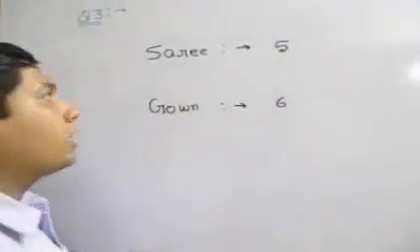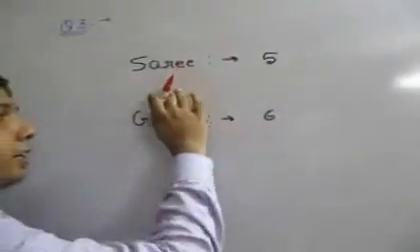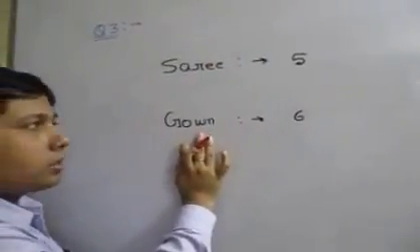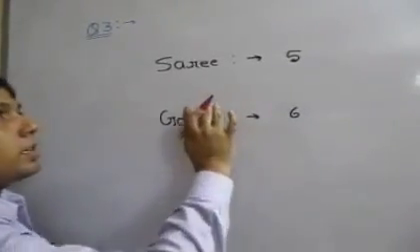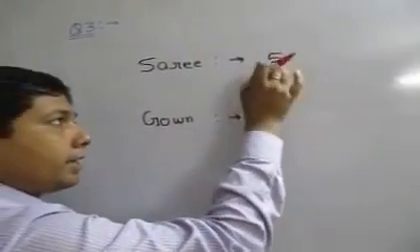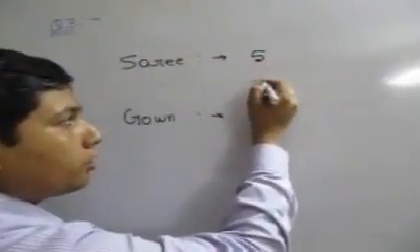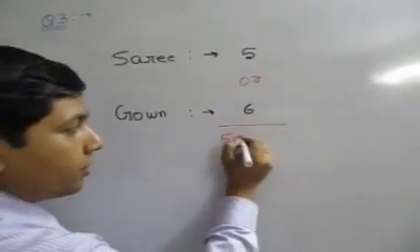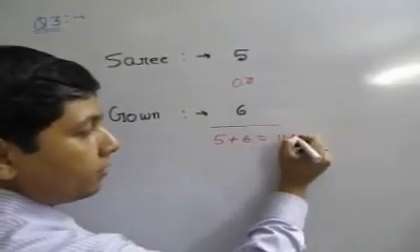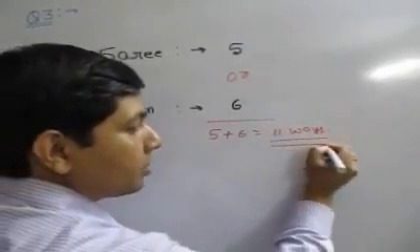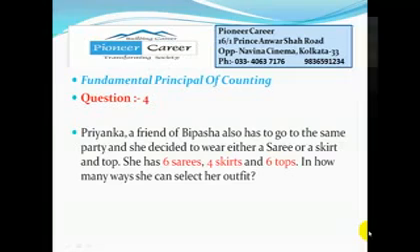Now in this example, Bipasa can wear either a sari or a gown. Logic says that she cannot wear both sari as well as gown. That means we have to use here the fundamental principle of addition. Either she can take this outfit or this outfit. That means the total number of ways that she can select her outfit is 5 plus 6, 11 ways. Here we have applied the fundamental principle of summation.